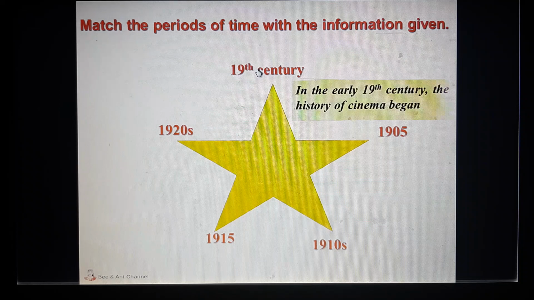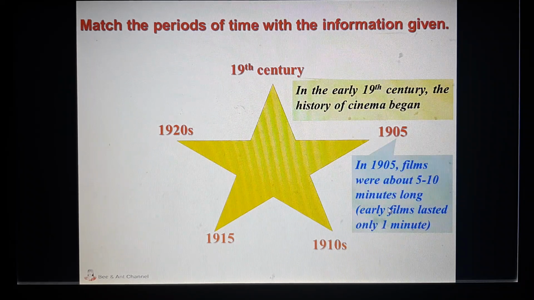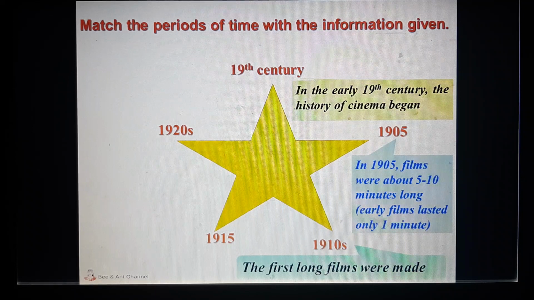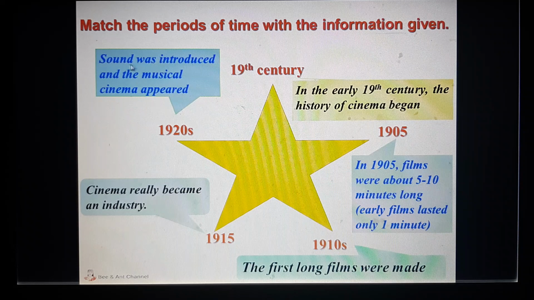19th century. In the early 19th century, the history of cinema began. 1905. In 1905, films were about 5 to 10 minutes long. Early films lasted only 1 minute. 1910s. The first long films were made. 1915. Cinema really became an industry. 1920. Sound was introduced and the musical cinema appeared. Now try to finish.